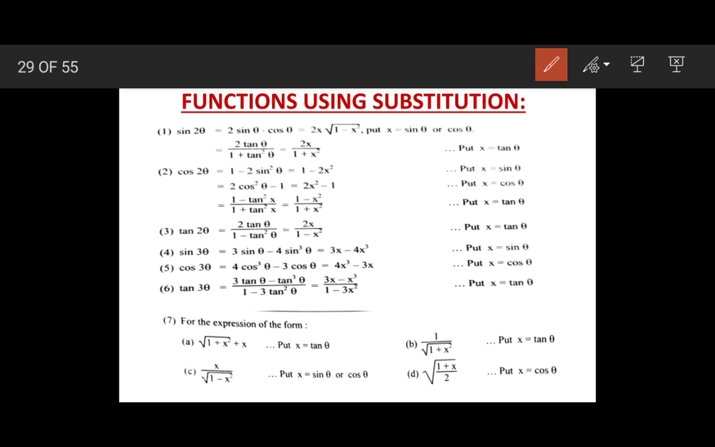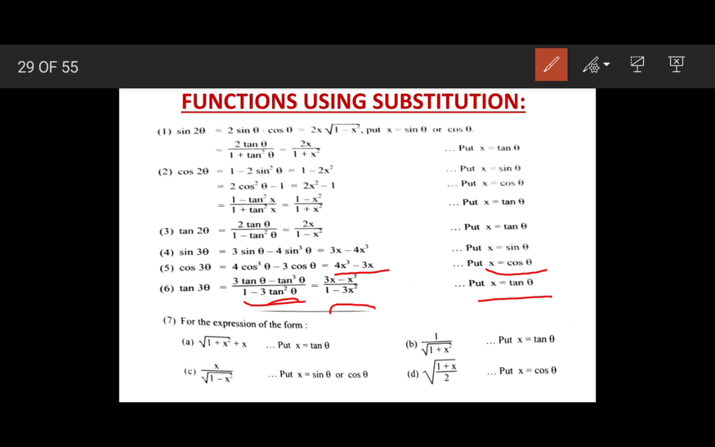Now cos 3 theta formula. So cos 3 theta is 4 cos cube theta minus 3 cos theta. Now when we substitute x as cos theta, we get 4x cube minus 3x. Tan 3 theta formula is 3 tan theta minus tan cube theta upon 1 minus 3 tan square theta, and when we substitute x as tan theta, then we get 3x minus x cube upon 1 minus 3x square.